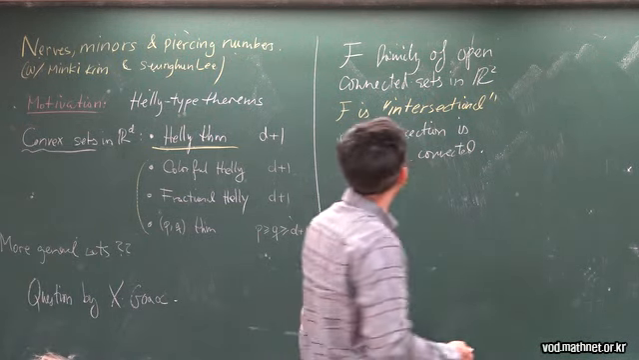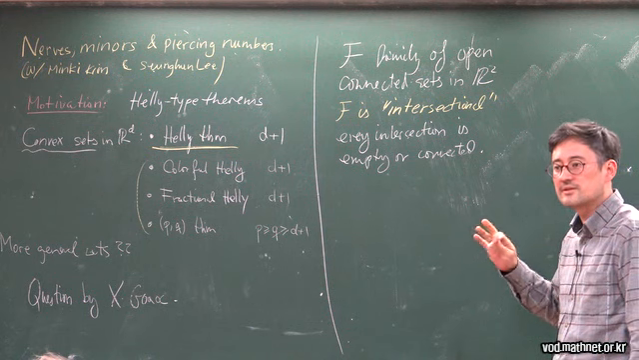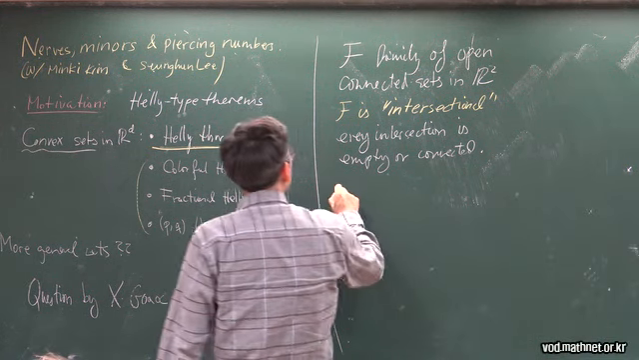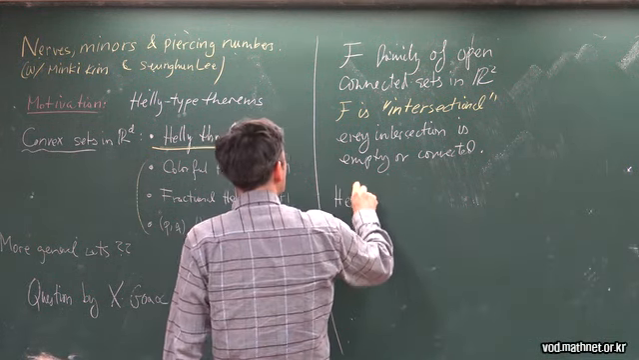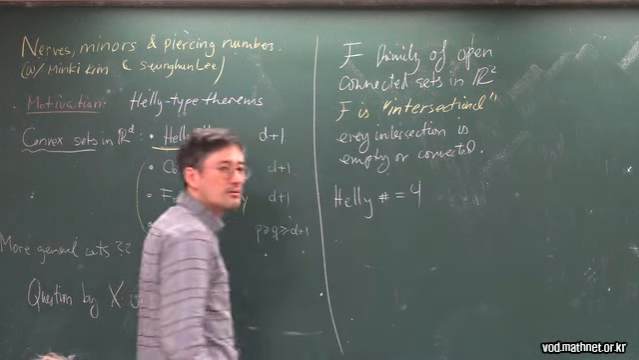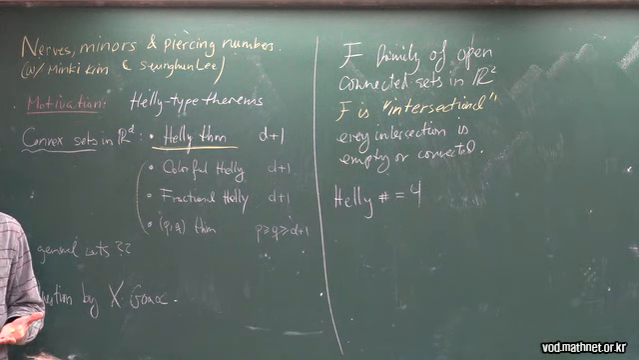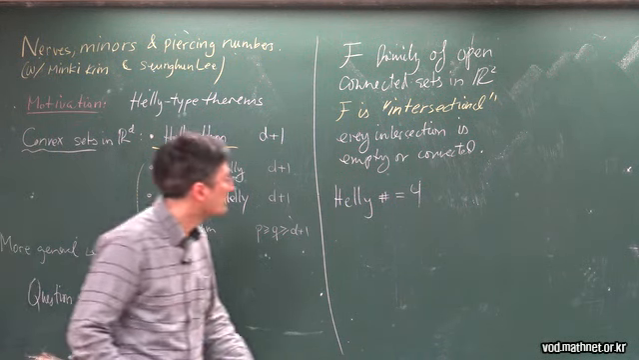And so such a family, an intersectional family of open connected sets, well, it has a Helly theorem, and let me show you that. That's very nice. So, Helly theorem: what they call the Helly number for these families is 4. If every 4 intersect, then they all intersect. Right? Now let me prove this for you.